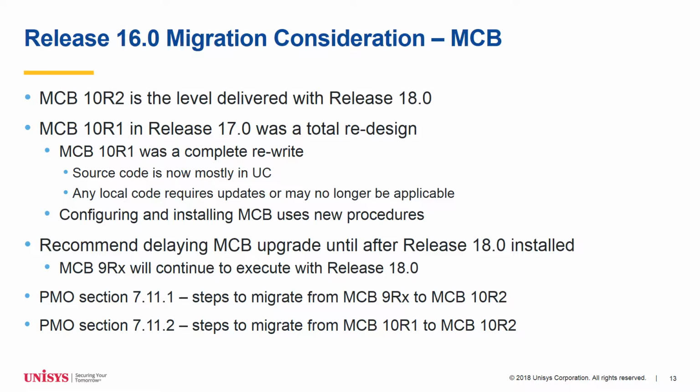A final note on this topic: when MCB product was redesigned, most of the source code was rewritten in UC, and most of the element names were changed. If you typically added local code to previous MCB levels, you must examine that local code for possible changes in MCB level 10R1 or higher. The MCB Configurations and Operations Guide and the PMO sections noted on this slide provide further information about the steps required to move to the latest MCB level.